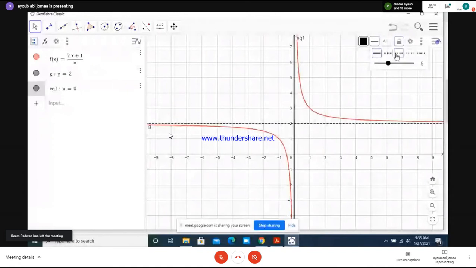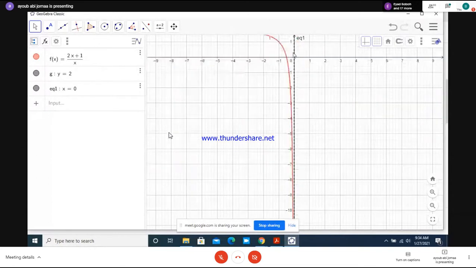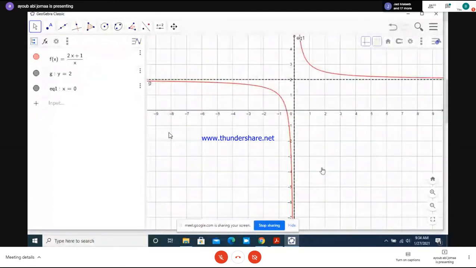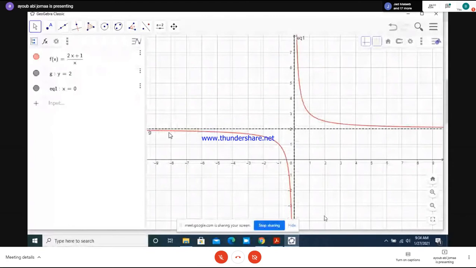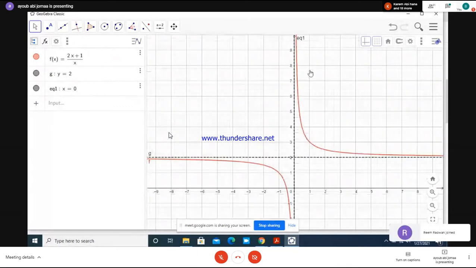Okay. And we found limit as x approaches 0 minus, we just found it is negative infinity. So from the left side of 0, the graph is going down. Can you see? From the left side of 0, the limit is negative infinity. So the graph is going down. And we found limit as x approaches 0 plus is positive infinity. So from the right side of 0, the graph starts from positive infinity. You see?